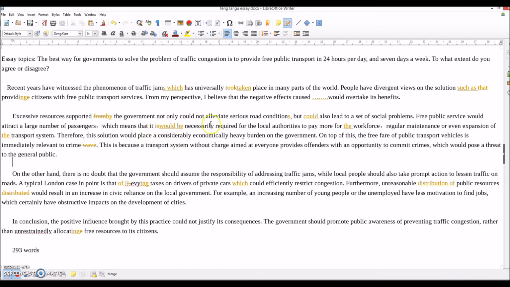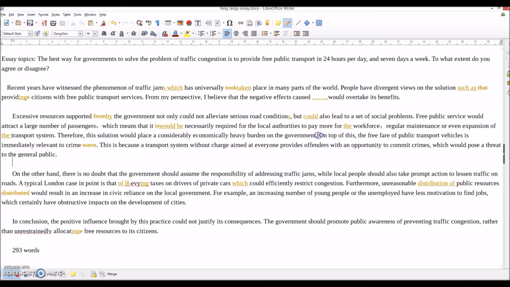Which means it would be necessary for the local authorities to pay more for workforce, regular maintenance, or even expansion of the transport system. Well, just because it's free doesn't automatically mean that it would be massively expanded. People use public transport because they have to do so. They go to work, they go to school. They would still go if it were free or not. I don't believe there's large numbers of people who refuse to use public transport because they cannot afford it. However, this solution will place a considerably economically heavy burden on the government.